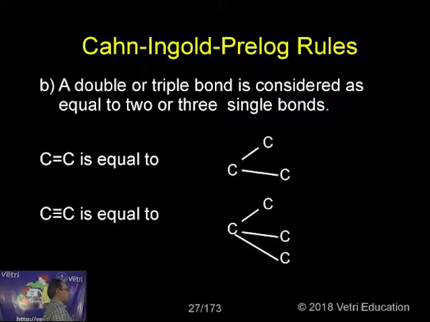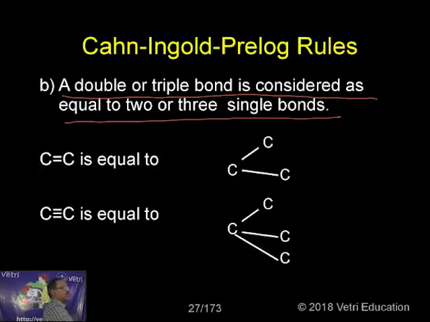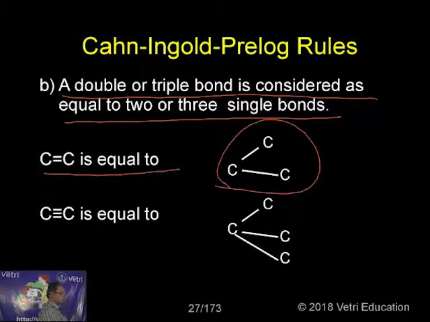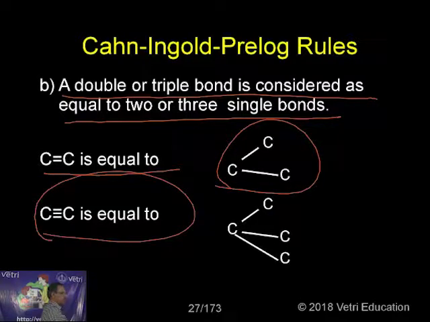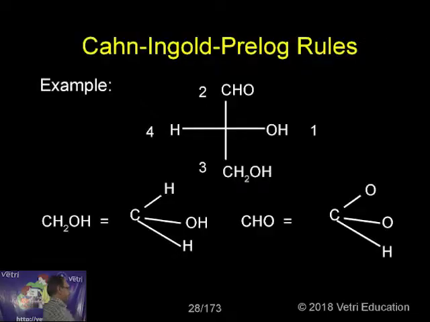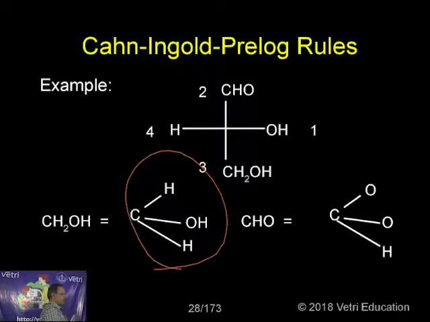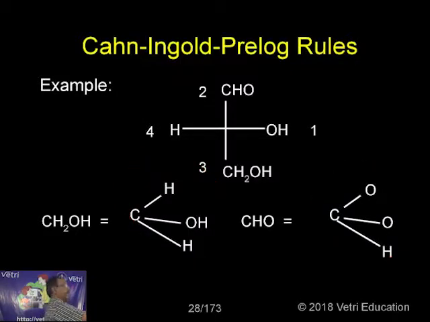Okay, next one. When you are giving the priority numbers, some rules you have to follow. A double or triple bond is considered as equal to 2 or 3 single bonds when you are assigning priority numbers. C double bond C is considered as C single bond C, C single bond C, so you have to consider duplicate atoms. For example, in this case, CHOH should be considered like this, and CHO you have to consider like this.